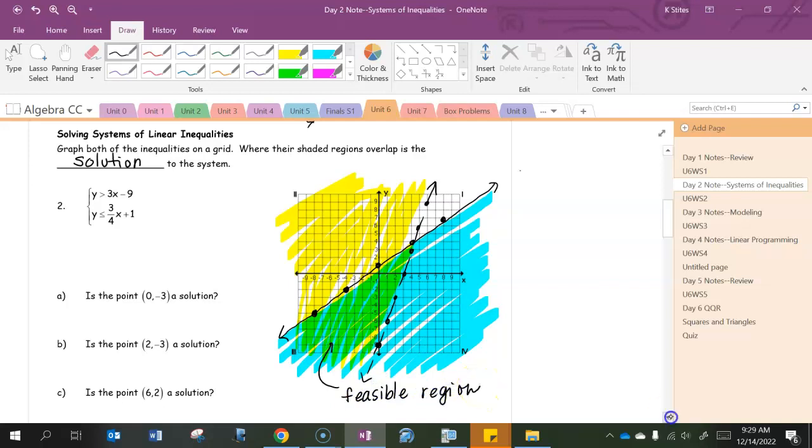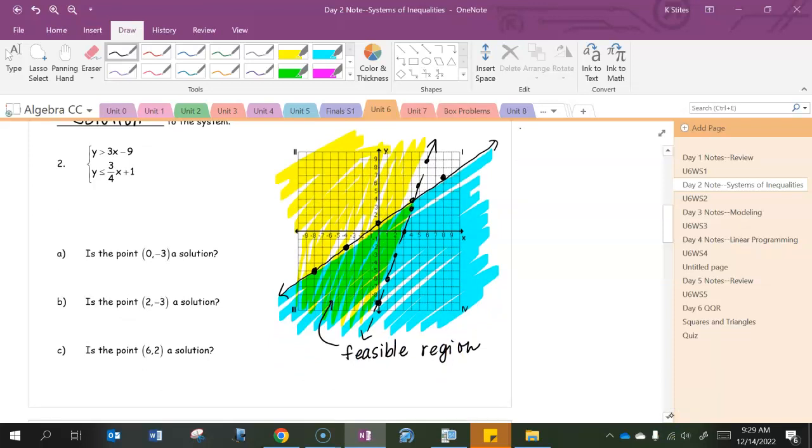All right, so now what we're going to do is check to see if these points are solutions. In order to be a solution, you have to be in the green section, the double shaded part. So (0, -3), that would be a yes. All right, it's in the double shaded region. (2, -3). That's right there. That would be a no because that line is dotted. And then finally (6, 2), that would be here. That's also going to be a no because it's just in one of the shaded regions. It needs to be in both.